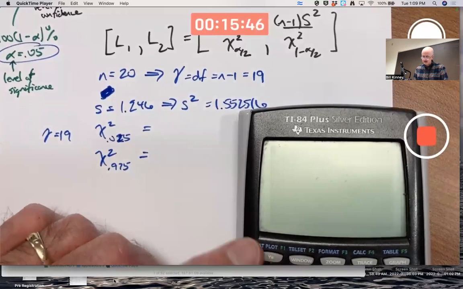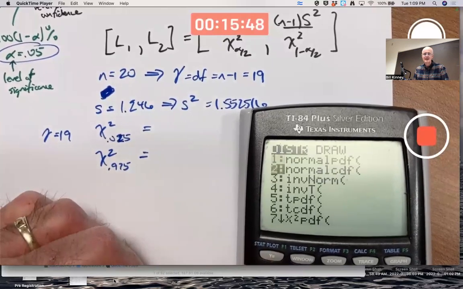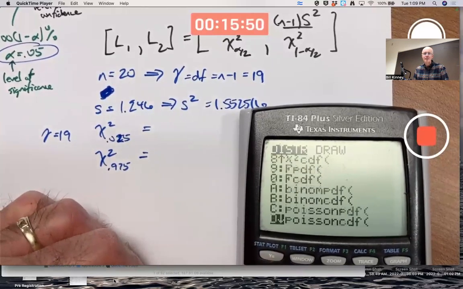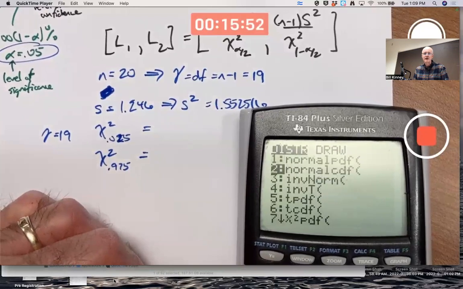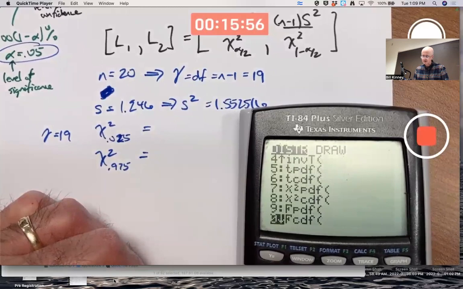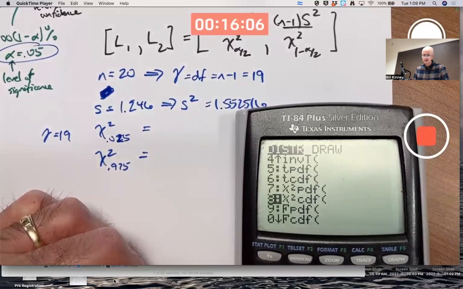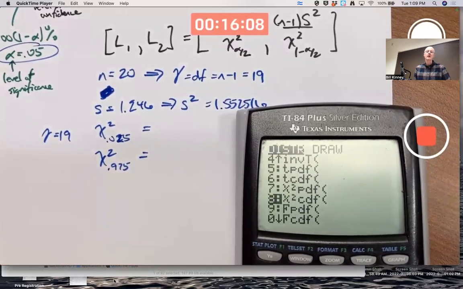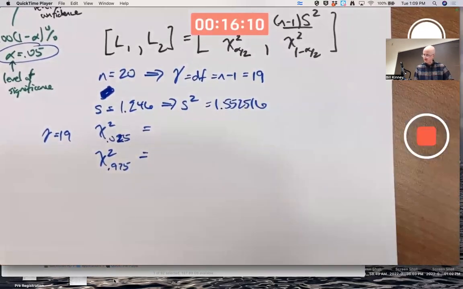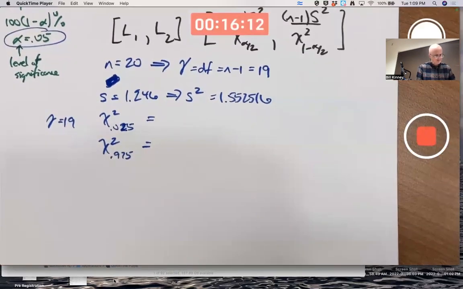Let's see, distribution menu. Oops, I'm forgetting what to do here. There's a chi-squared PDF. Isn't there a chi-squared inverse? I'm forgetting. We really have to just do trial and error with chi-squared CDF. I don't want to do trial and error. Okay, let's use the table in the book. I'm forgetting if there's a chi-squared inv anywhere.